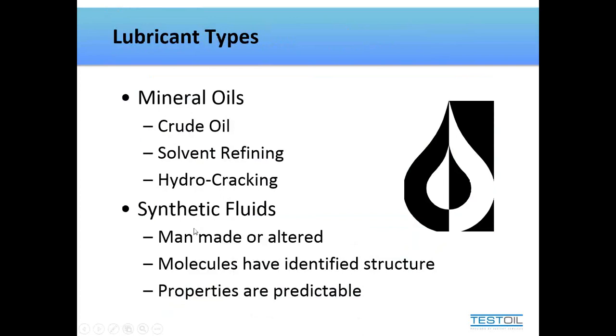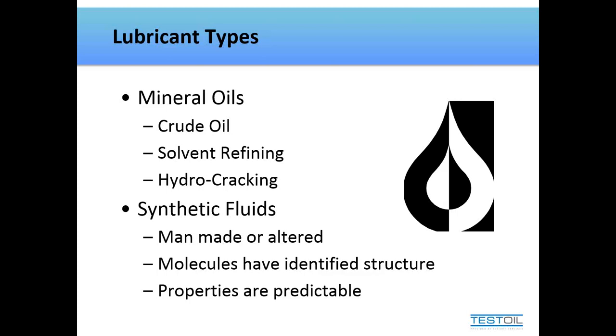All right, and we're going to get into the lubricant types. Two basic lubricant types: you have mineral oils and synthetic oils. Now, mineral oil comes from the ground. We mostly know it as crude oil. You pull the crude oil up, you process it, and one of the end products that you get is mineral oil.